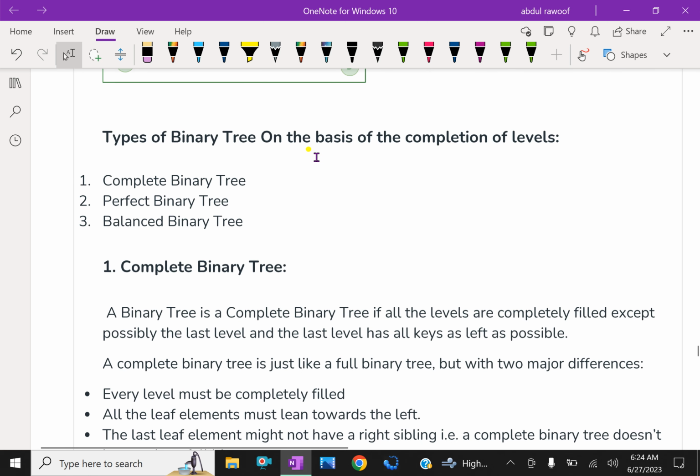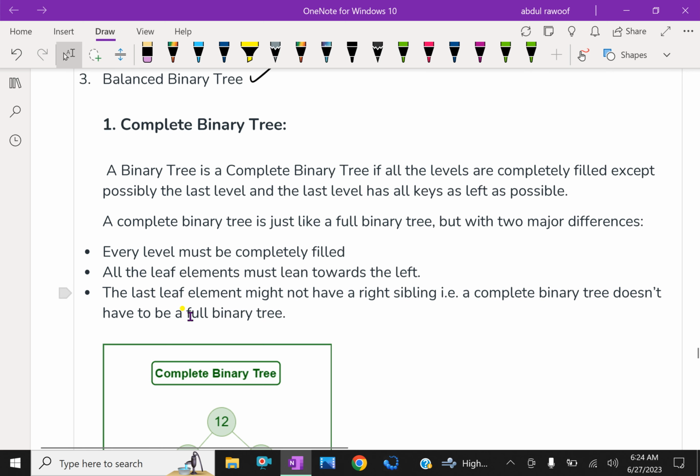Types of binary tree on the basis of the completion of levels. Due to completion of the levels, there are three types of binary trees: first one, complete binary tree, perfect binary tree, and balanced binary tree.